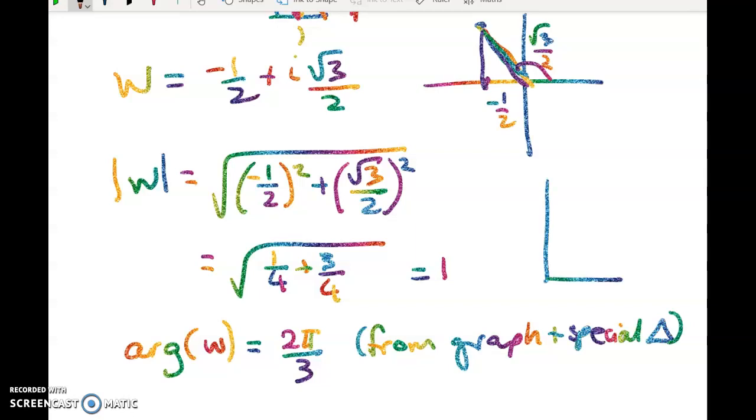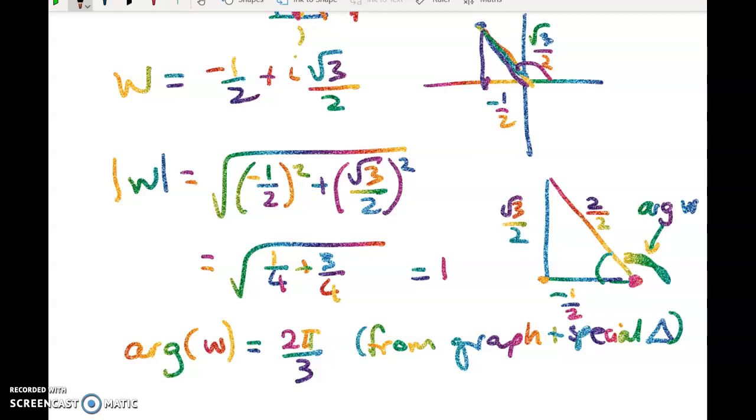Now I would put "from graph and special triangle". Right, so you can draw this nicely and just say -1/2, here's the origin, √3 on 2, and then 2 on 2. And in here we've got pi on 3, and so here we've got arg w.